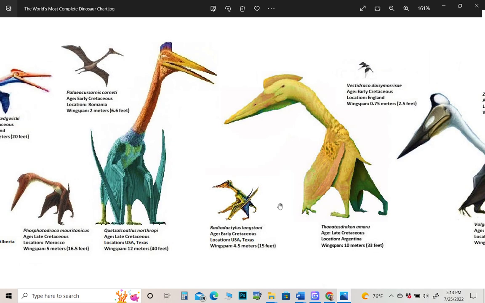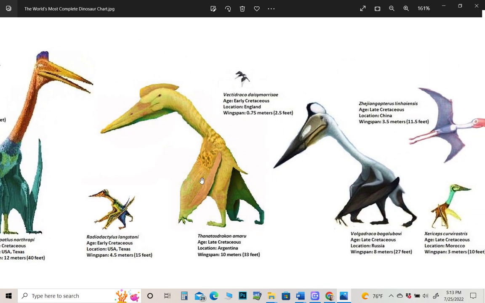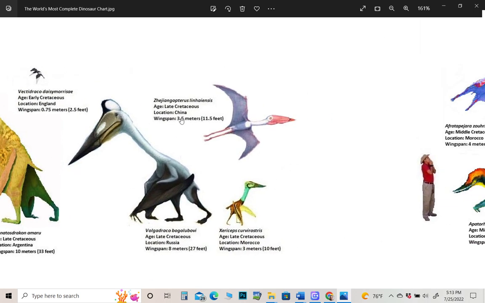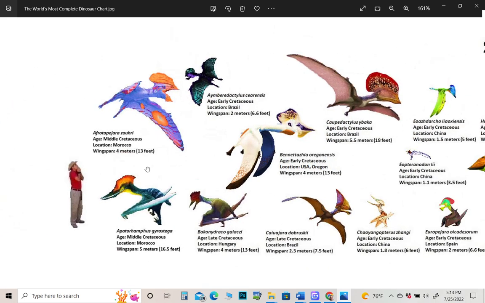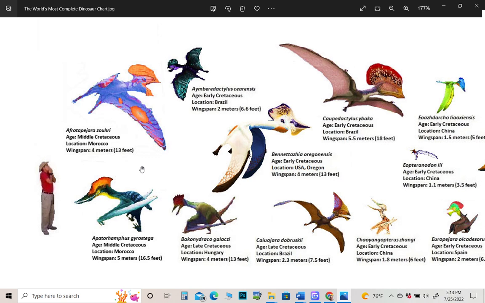Radiodactylus, Thanatos Dracon, which I think this one might have been found this year or maybe last year. This one is very recent. Vectidraco, Volgodraco, Zhejiangopterus, and Xericeps. And then we have the Tapejarids, which, as you can obviously see, formed apparently some of the inspiration for some of the banshees in James Cameron's Avatar.